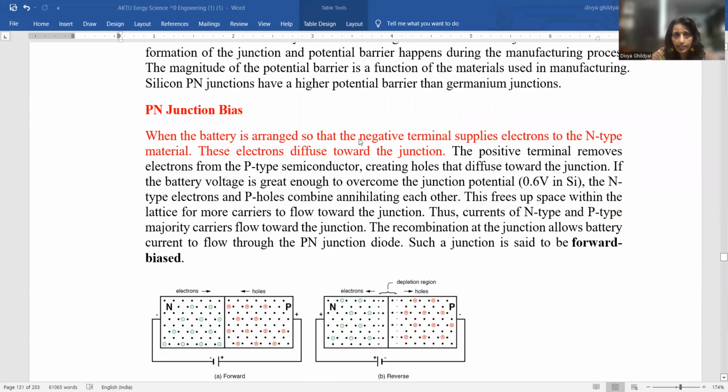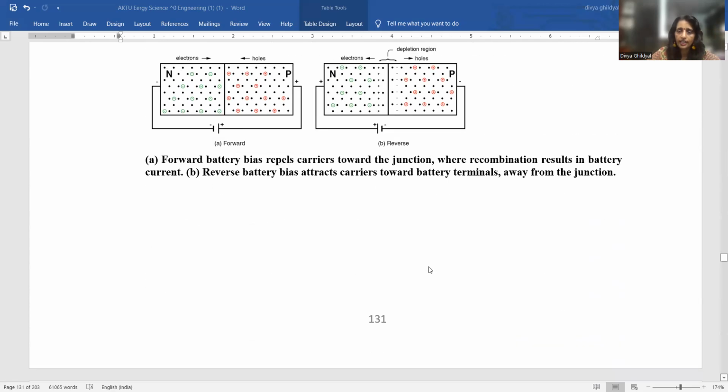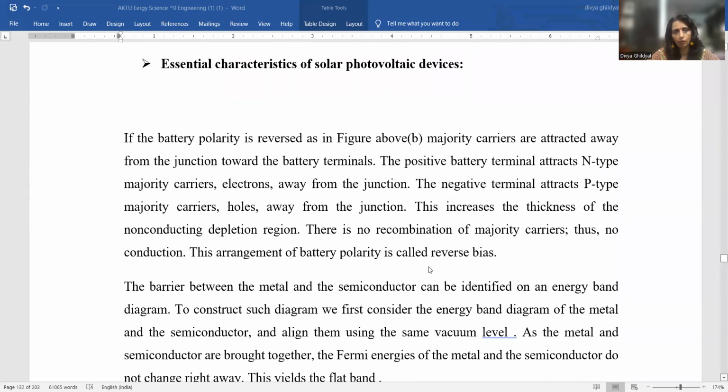When the battery is arranged such that the negative is connected to the n-type and positive is connected to the p-type, then this becomes a forward biased PN junction and continuous current will flow here. When the reverse happens, that is n-type is connected to the positive and p-type to the negative, this becomes a reverse bias junction and very small current flows through it.